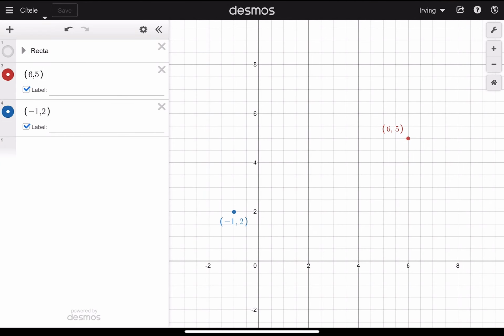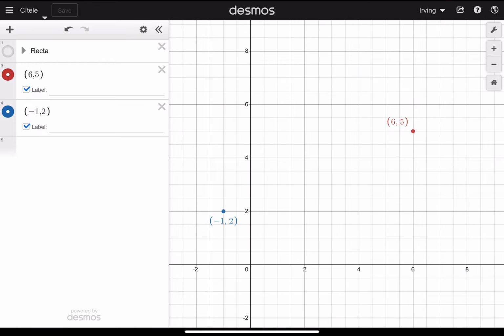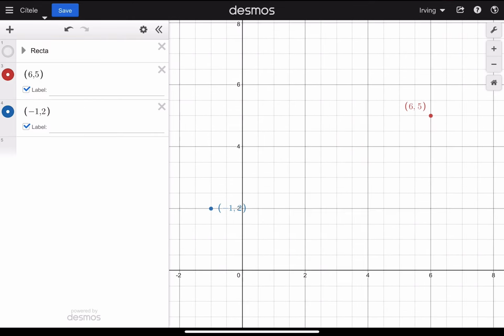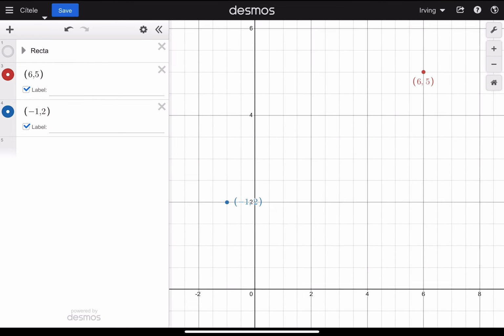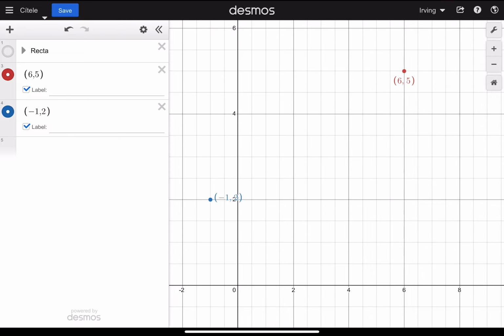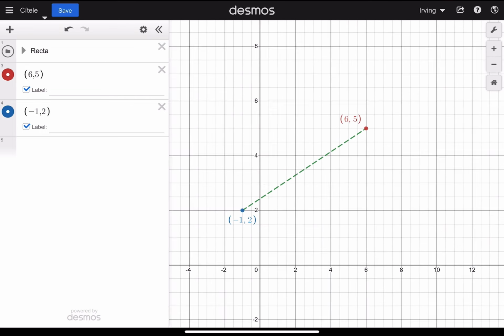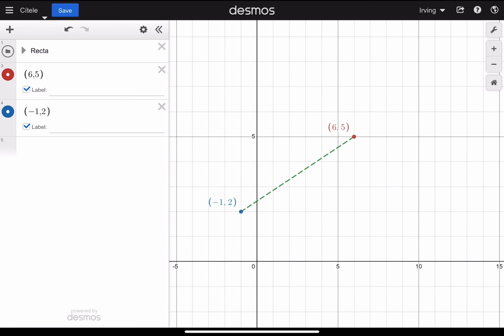Here I have in Desmos those 2 points. First in red I have the center here, 6, 5. And in blue here I have the point that passes through the circle. So I want to find the circumference that whenever I write this line encompasses all of the circle. But how will I find that?